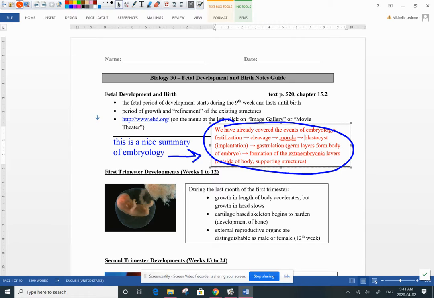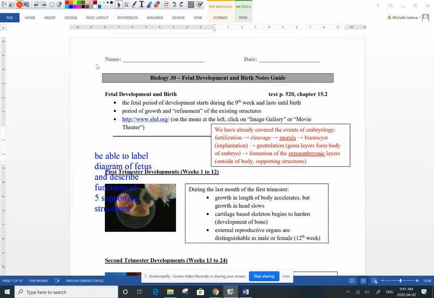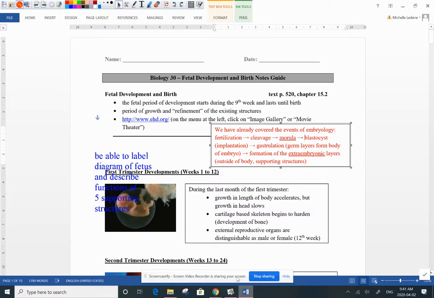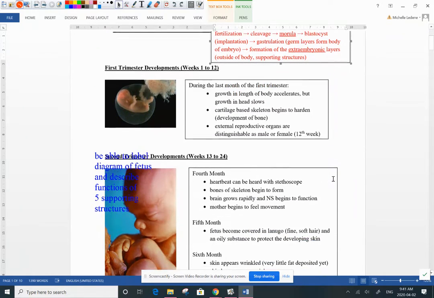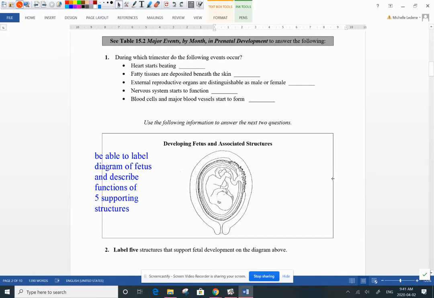Then moving on from there, all you need to know for embryology is just a couple of events, maybe one or two events per trimester. And then, like I said, watch that TED Talk if you have time. I'm just going to pull that up for a second. I have that here. It's conception to birth visualized. It's excellent, and I have that as a link available for you, so you can just click on the link and watch it. So you just need to go through and know a couple of events in each trimester, and that TED Talk has some absolutely beautiful visuals as well.